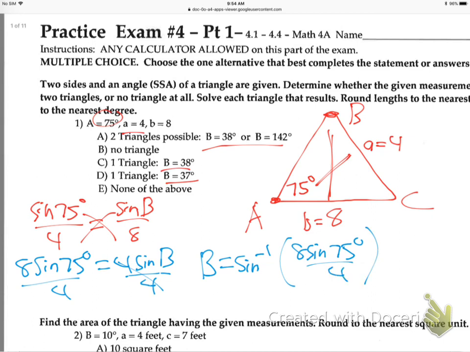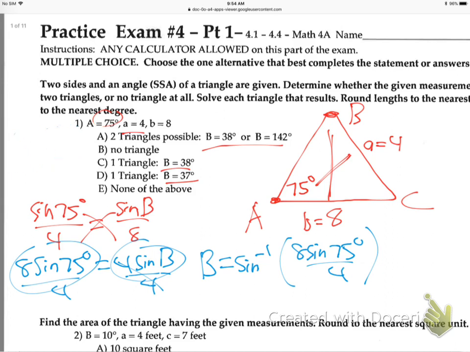Why can't the sine go on the bottom, like the 4 over sine 75? It's either way. Yeah, you can put the sines on top or the sides on top, either way, as long as you do them consistently on both of them. And when you cross multiply, you'll get the exact same thing I got. See what I mean? If I wrote 4 over sine 75 is 8 over sine B, when I cross multiply, see what we get? 4 sine B, 4 sine B, and the other two, 8 sine 75. It'll be the same thing, so it doesn't matter.